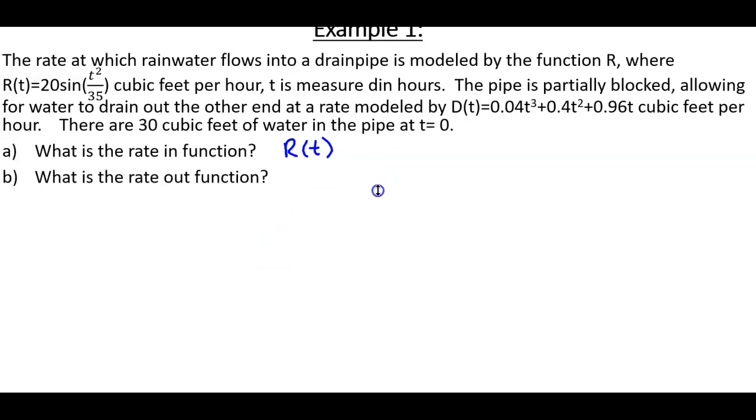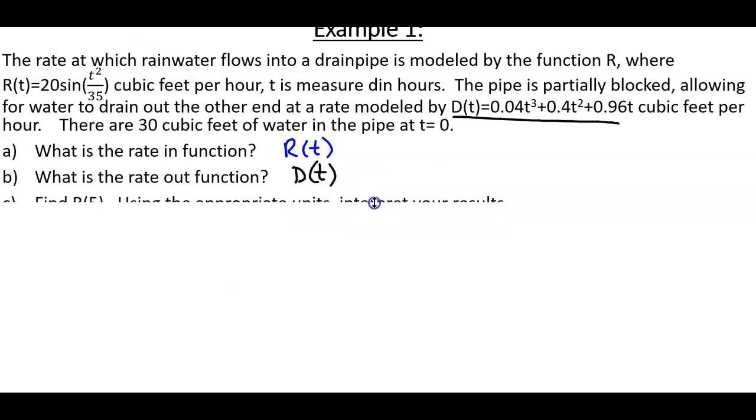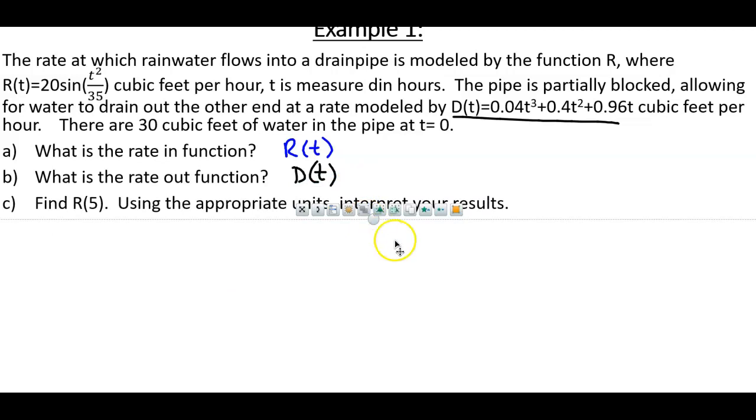Sorry. Okay. What is the rate out function? The rate out function is the other one. This one tells us how fast water is leaving the pipe. D of T is my rate out function. Find R of 5 and, using the appropriate units, interpret your results.